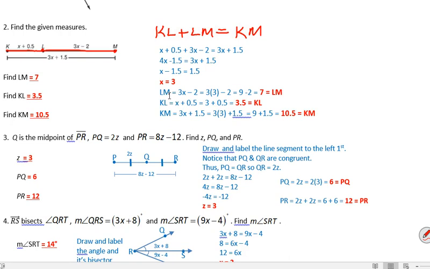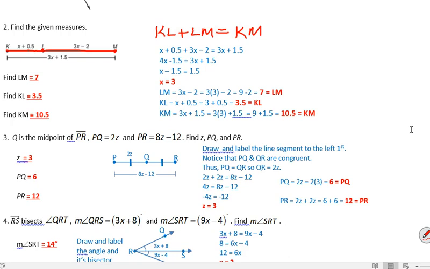Solving for my value of x, and recall that oftentimes on a test like this, that value for x, that 3, will be one of your answer choices. But that's not the answer. We're looking for LM, KL, and KM, so we have to put that 3 back in the equation.